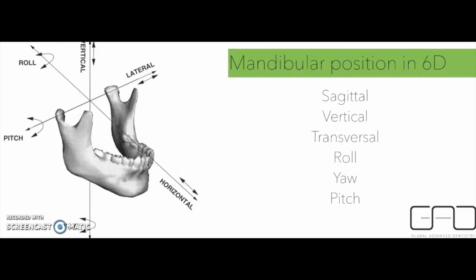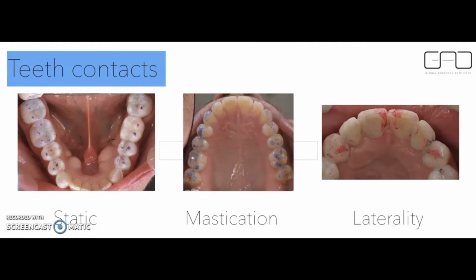The hinge axis is not physiologic. We never function with a hinge axis. We talk about that later. The second part of the function is the teeth contacts. We have different kinds of equilibration in static, in mastication, incision, and finally lateral and propulsion movements. It's very clear that position of the jaw and teeth contact are two different things.